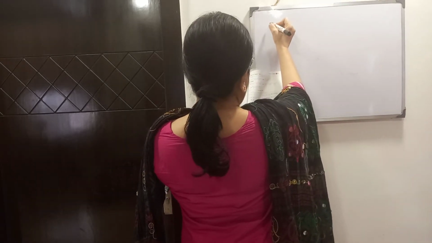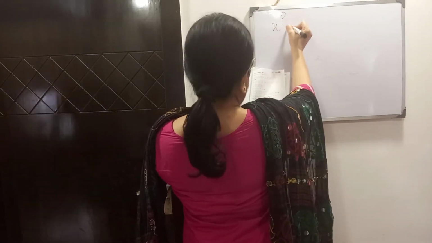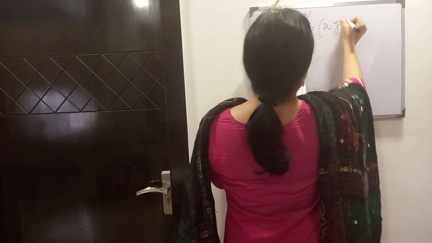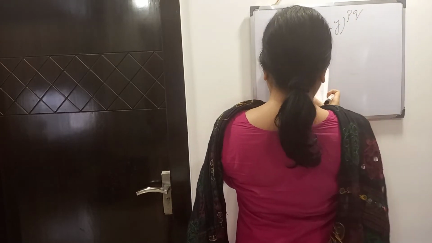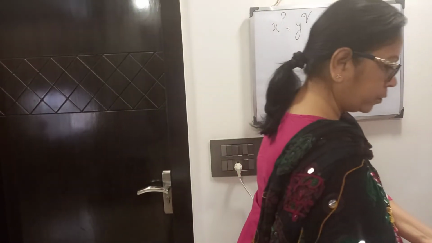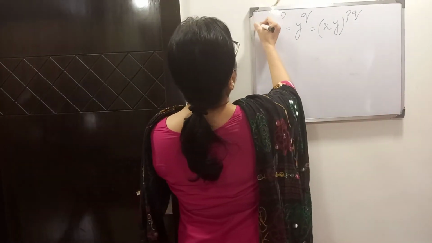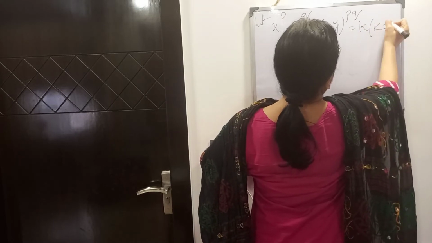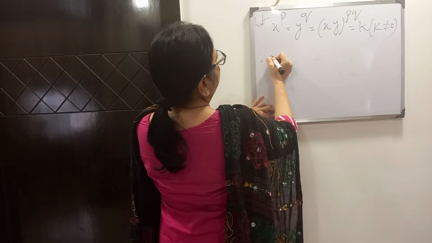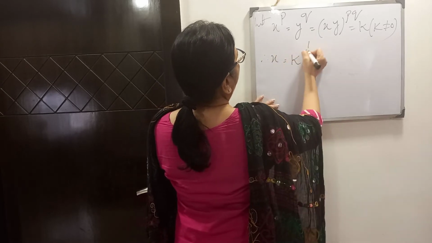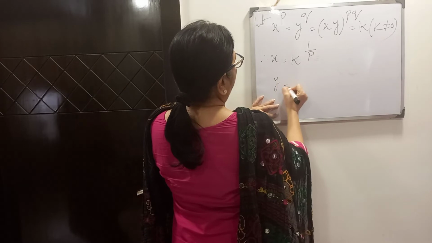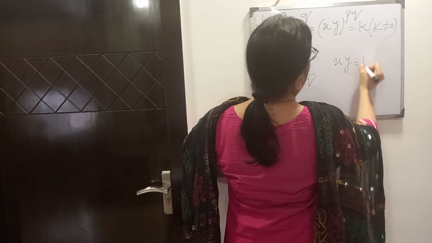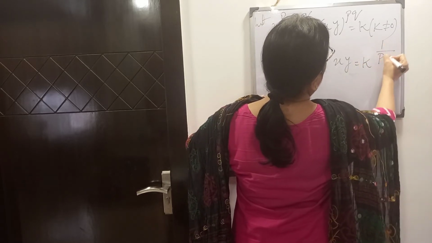x to the power p equals y to the power q equals xy to the power pq. Then show that p plus q equals 1. Okay. Now again we will consider, let this equal k, not equal to 0. So from here what we can write: x equals k to the power 1 by p, y equals k to the power 1 by q, and xy equals k to the power 1 by pq.